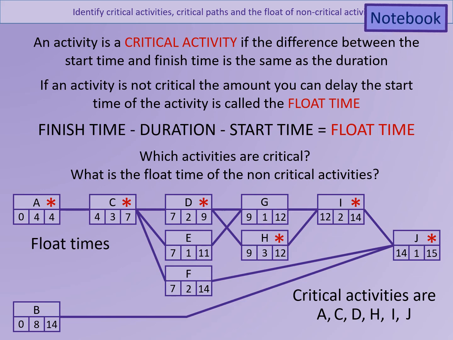So the float times, the non-critical activities. B has a float time of 6 because the difference between the start time and the finish time is 14, whereas the duration was only 8. E has a float time of 3. F has a float time of 5. G has a float time of 2.